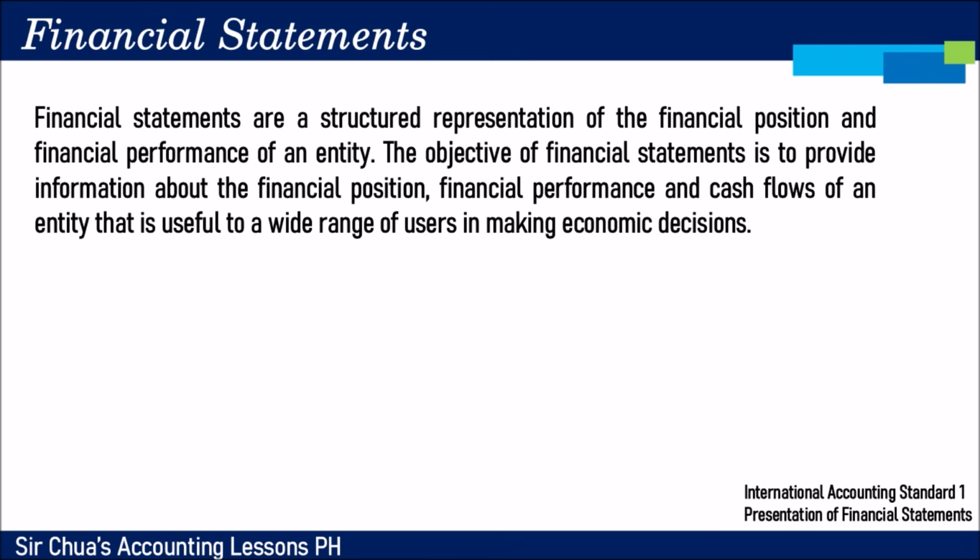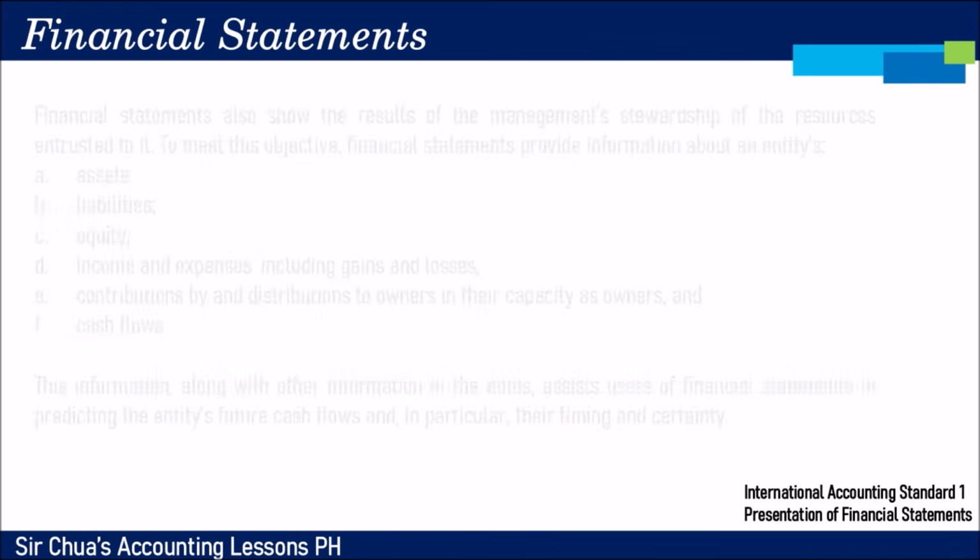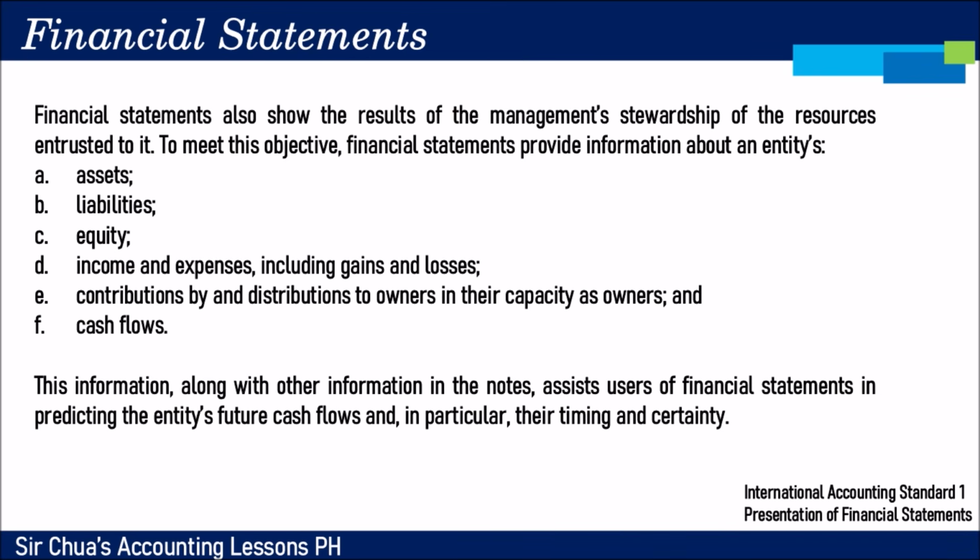Again, always remember, accounting standards are paragraphs and paragraphs and paragraphs of guidance on how we will account for business transactions in accounting. You also knew last time that the financial statements show or present these different elements, which is assets, liabilities, equity, income and expenses with gains and losses, and then contributions by and distributions to owners in their capacity as owners, and cash flow. So for today, since we will be talking about the statement of comprehensive income, we are talking about income and expenses, including gains and losses.